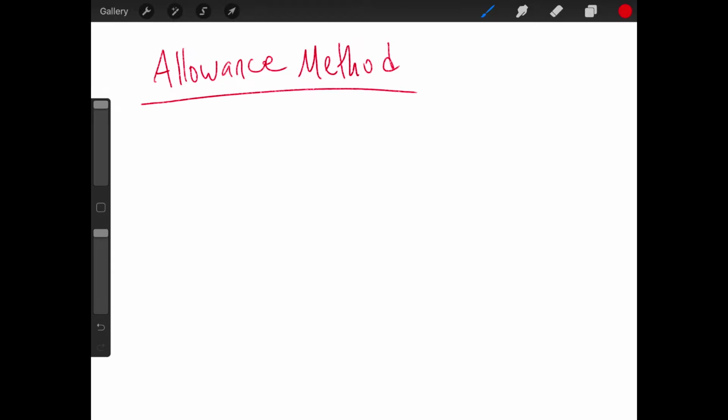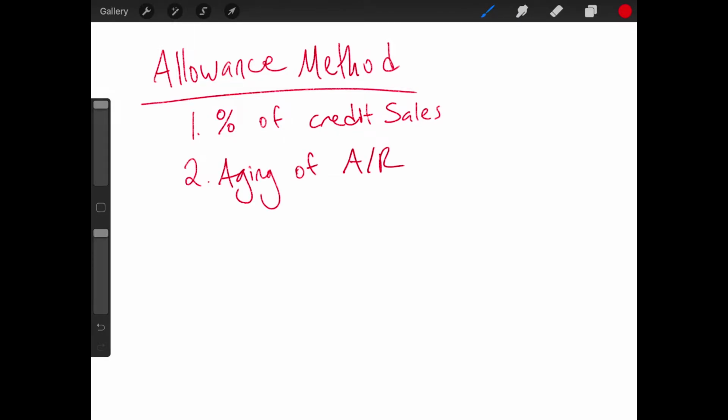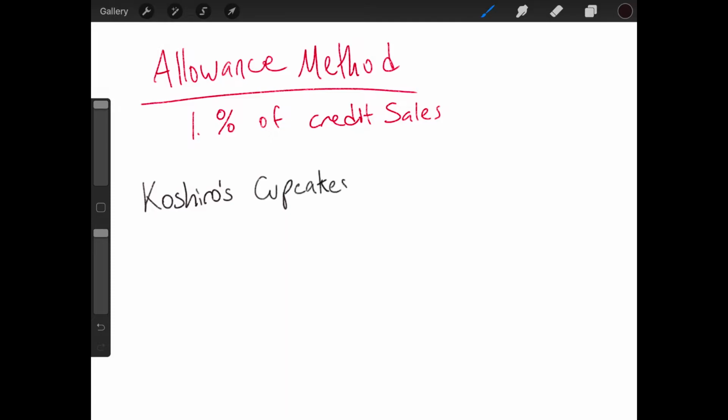So moving forward, the allowance method has you calculate your bad debt expense in two distinct ways. The first method is called the percentage of credit sales, where you are estimating your bad debt expense based on the percentage of credit sales. And the second method is the aging of your accounts receivable, where you're estimating the balance in your allowance for doubtful accounts and then using that to solve for your bad debt expense. So slightly different. But first we'll discuss the percentage of credit sales method with an example.